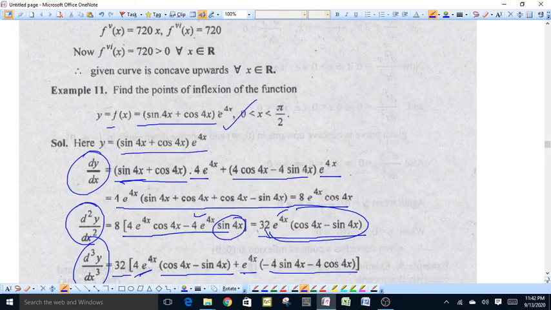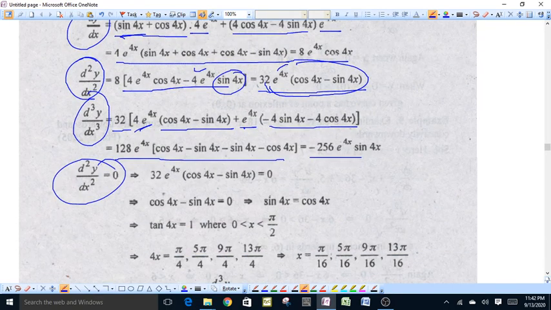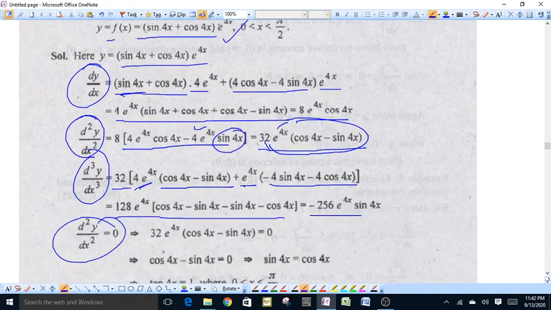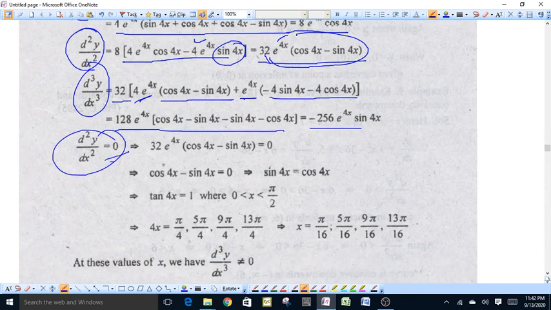Here we have to find the points of inflection only, not the interval for which the curve is concave upward or downward. So we set second order derivative equal to 0. Because e raised to power 4x is never 0, we divide both sides by e raised to power 4x, also divide by 32, we get cos 4x minus sin 4x is equal to 0, and this means sin 4x is equal to cos 4x, that implies tan 4x is equal to 1.